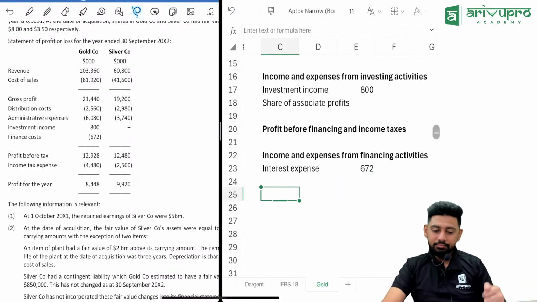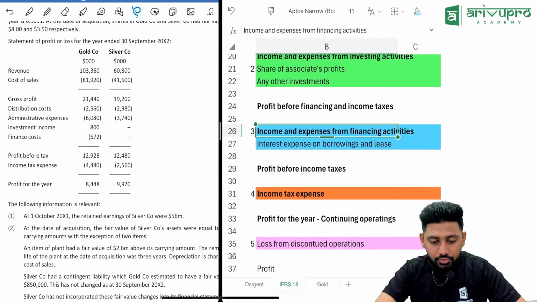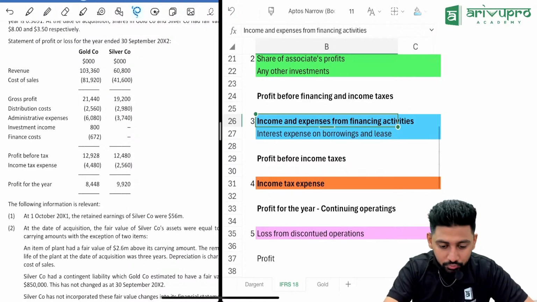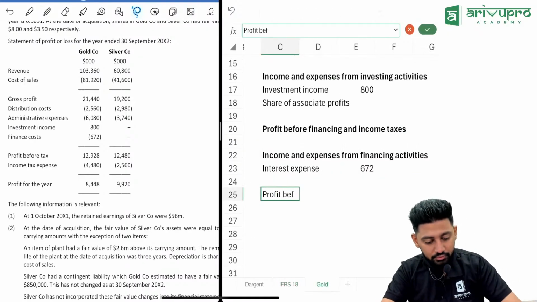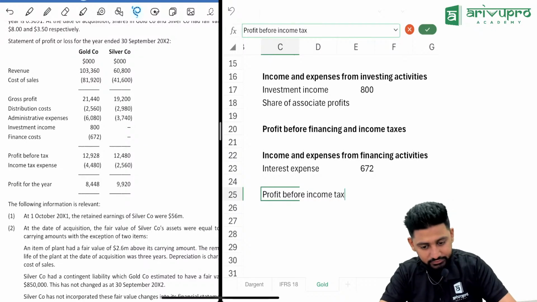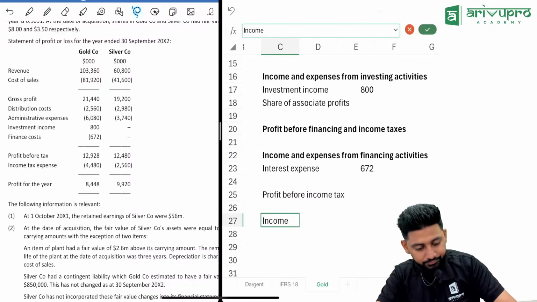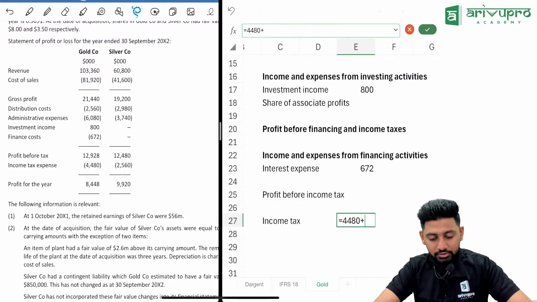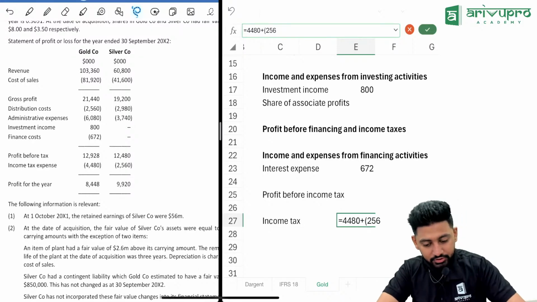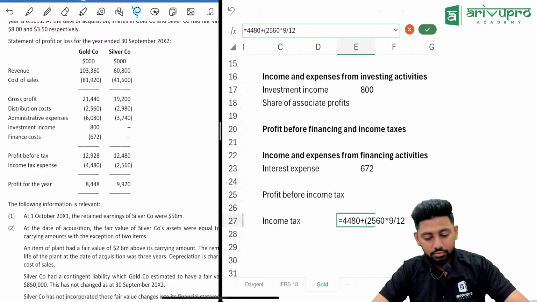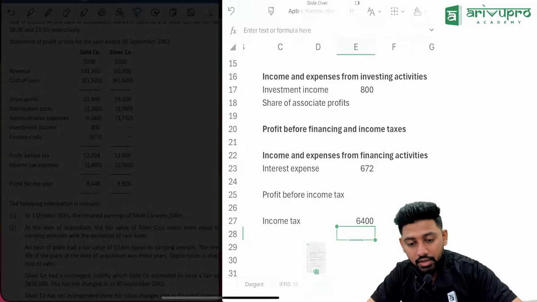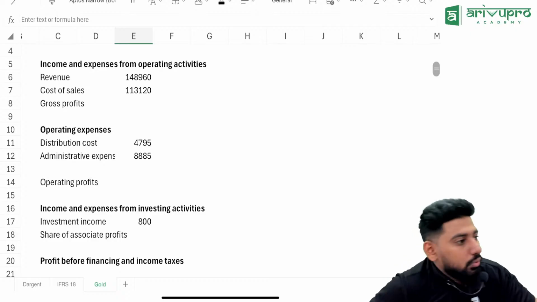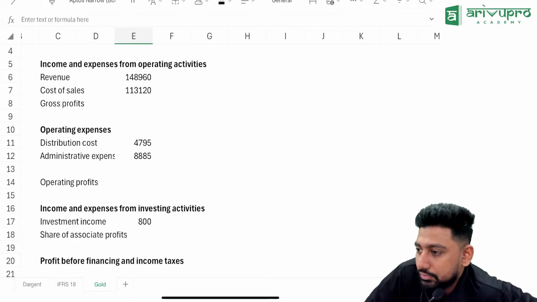You have your income taxes. So profit before income tax and then income tax. Your income tax is 4480 plus open brackets 2560 into 9 over. Okay, there you go. We have got to IFRS 18. Are we clear?